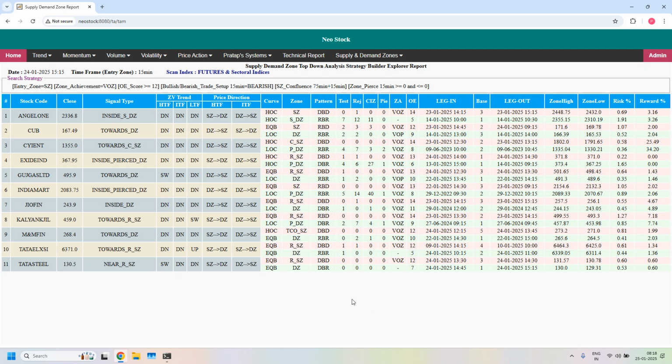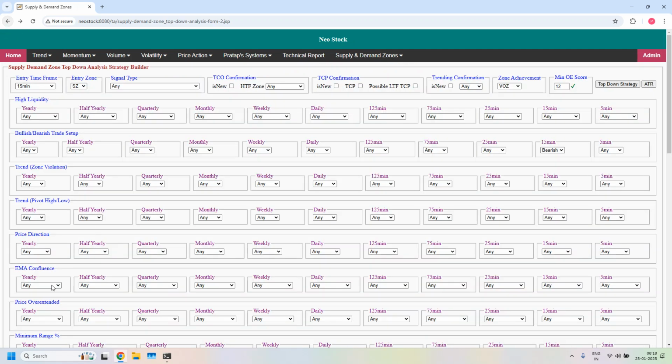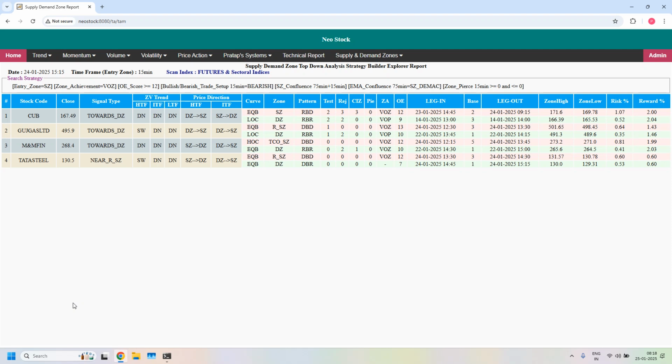Now let us further filter based on the ITF EMA confluence, because ITF trend is a downtrend. So in the EMA confluence at 75 minutes time frame, I am selecting 75 minute supply zone with daily EMA confluence. So we got 4 stocks. These 4 are even more high probability trade setup supported stocks.